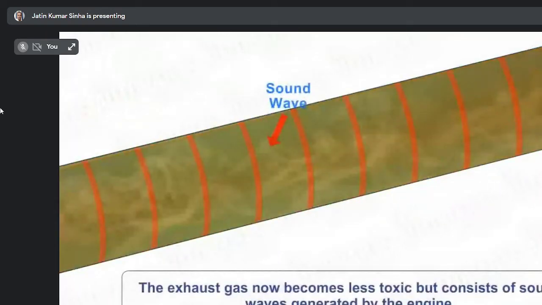So finally, all the toxic pollutants, that is carbon monoxide, is converted to carbon dioxide. Your nitrogen oxides will be converted to nitrogen gas and oxygen, and the unburned hydrocarbons will be converted to carbon dioxide and water. Although at the end we'll be releasing CO2, CO2 is less harmful compared to carbon monoxide. But again, the accumulation of CO2 is also not good for the environment.